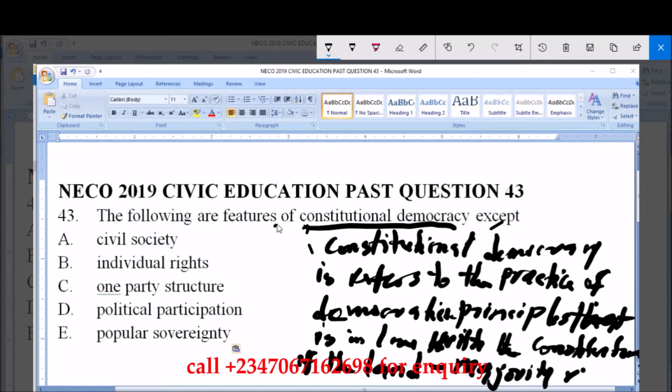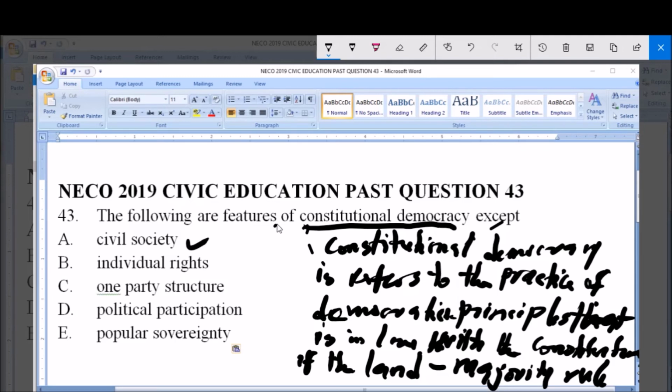majority rule. A, civil society. Option B, individual rights. C, one party structure. D, political participation. E, popular sovereignty. So in constitutional democracy, there's what we call civil rights.